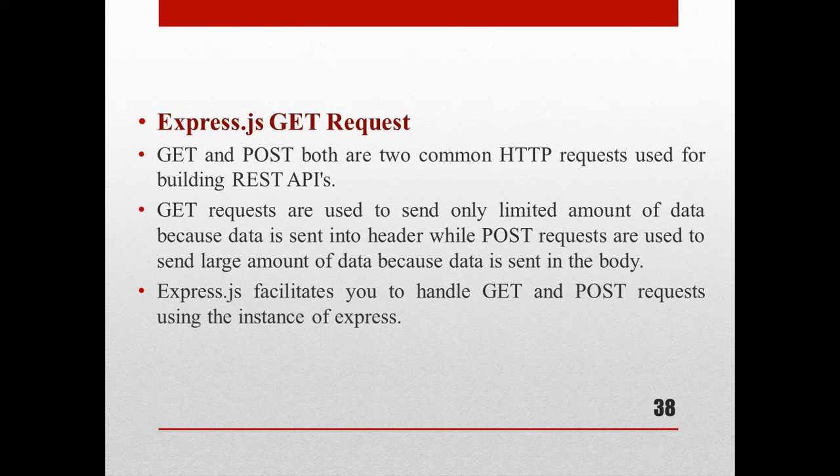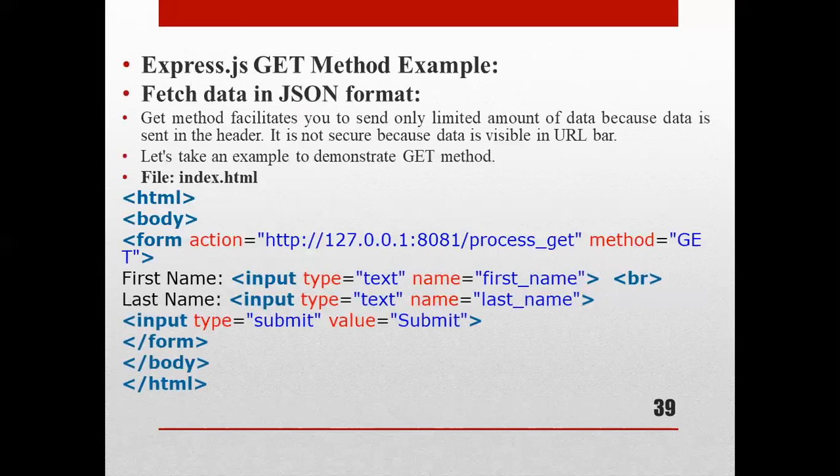So whenever we use the get request method, it is used to send only a limited amount of data. Why? Because it sends the data in the URL header, and post requests are used to send large amounts of data because it sends the data in the body. Here, Express.js facilitates you to handle get and post requests using the instance of Express. Here you can see the example of the Express.js get method.